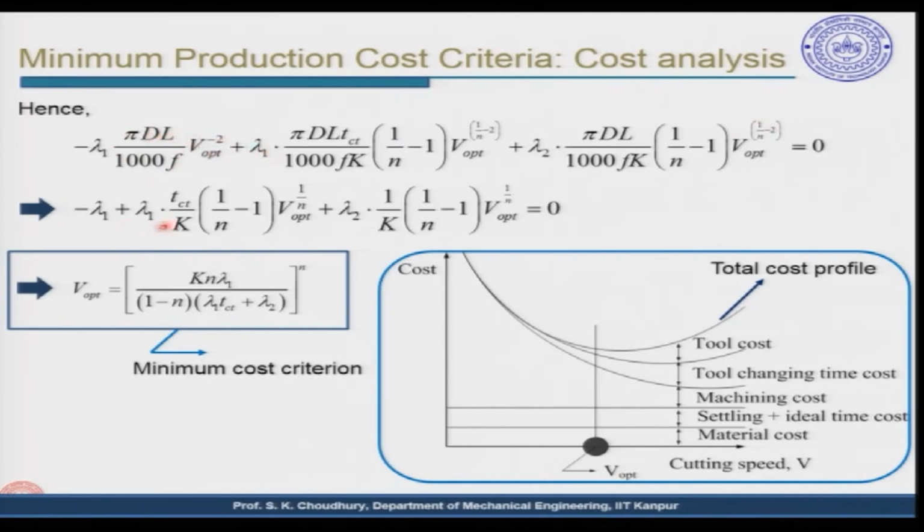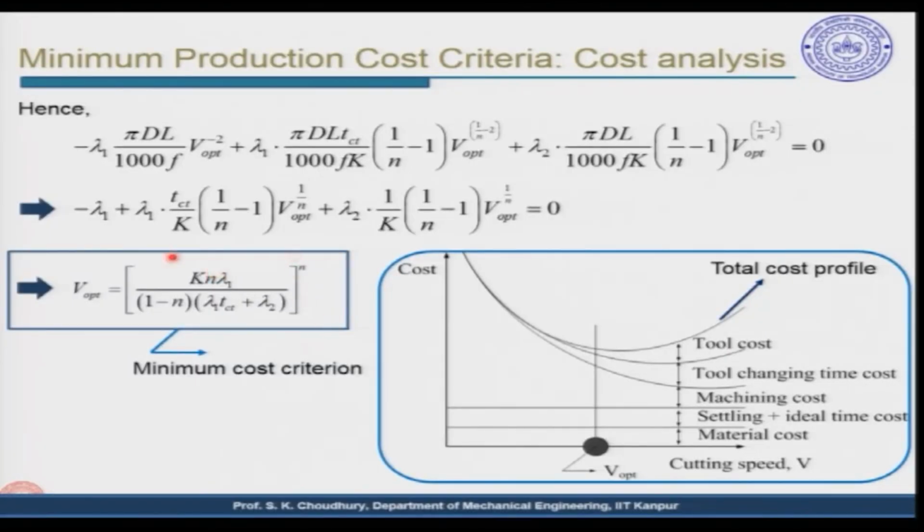So, this is equal to 0, and if we solve that equation, we will find that V optimum is equal to k n lambda 1 divided by 1 minus n lambda 1 t c t plus lambda 2, to the power n. Here of course, k is constant, n is constant, and those constants are coming from Taylor's tool life equation. These constants will depend on the combination of the tool and the workpiece material of course.